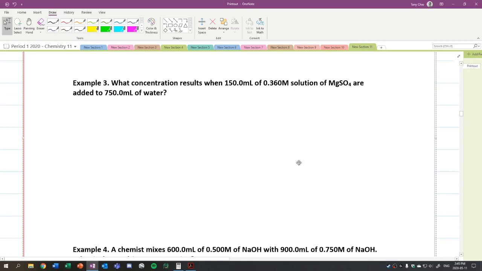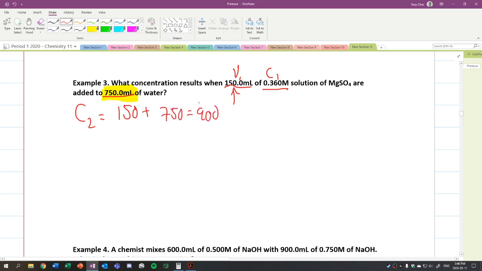You look at example 3 now. We see that in this case, what concentration will result when 150 milliliters of 0.36 molarity magnesium sulfate is added to 900 milliliters of water? So here we have our V1. This is our C1. This 700 milliliters is not our C2 though, because we're adding 750 milliliters to this 150. So in this case, our V2 is actually 150 plus 750.